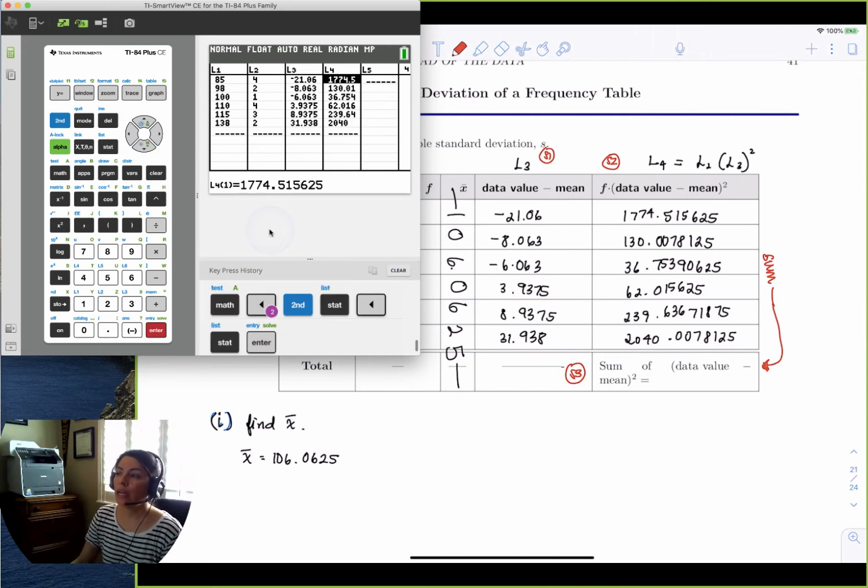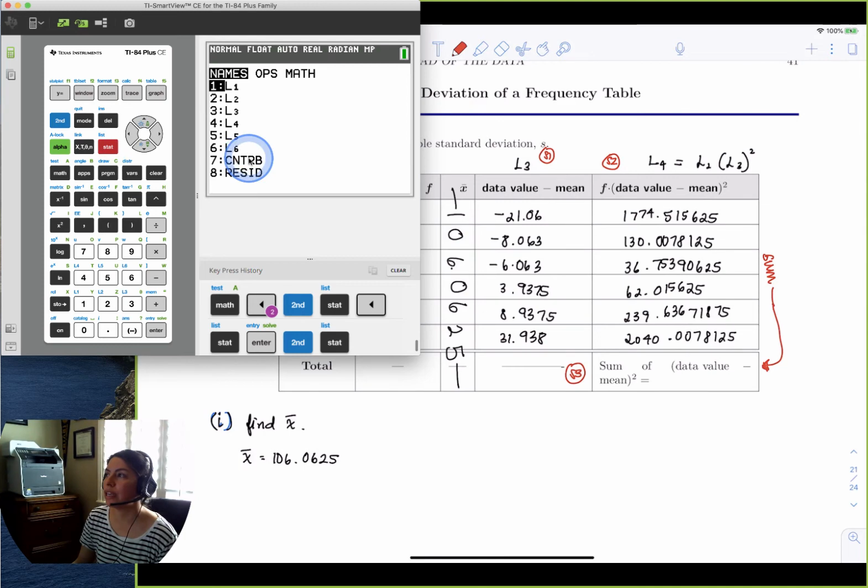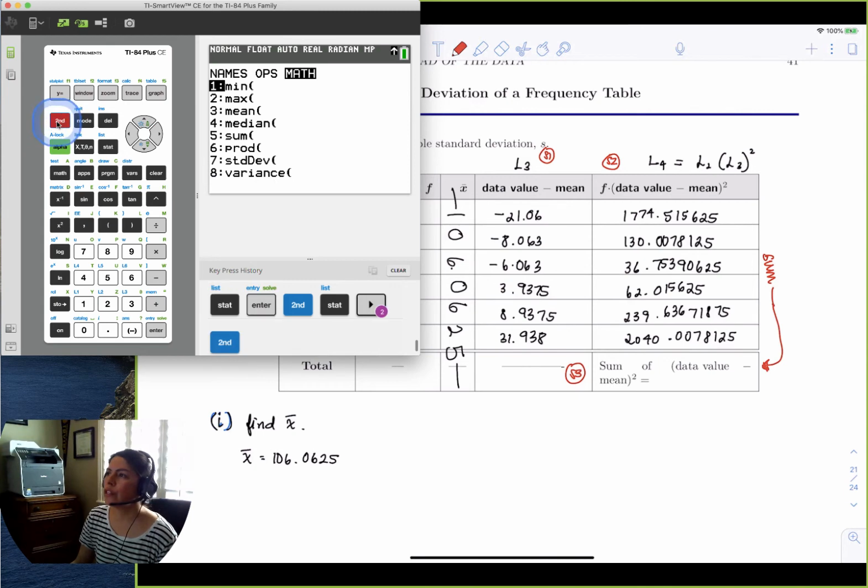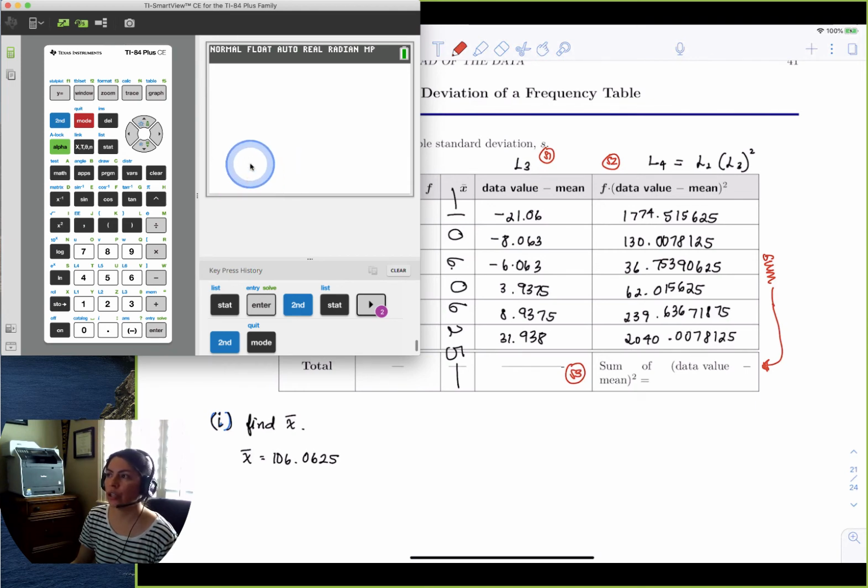So we can go into our list menu. We've been hitting stat a lot. If you look in the blue, it says list. So blue with blue, hit second stat and it will give us a list menu. Notice it gives us our list menu, our operations that we can do on the list, and then the math that we can do. We're going to be using this menu in just a moment. The first thing we need to do is get out of the list menu and go into the home menu like this.